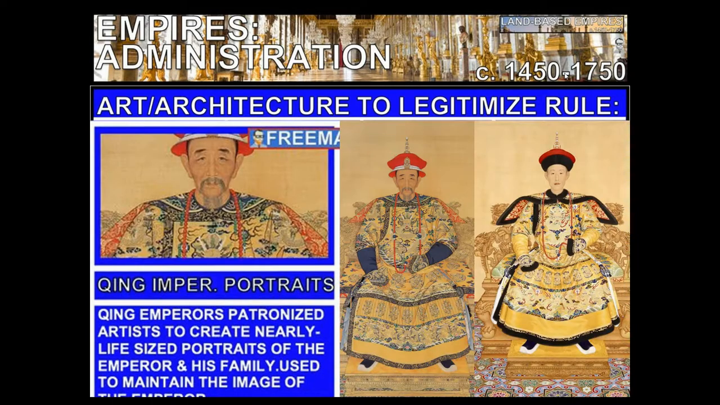On the other side, you had the Qing imperial portraits. And so basically what happened is all the Qing emperors would pay an artist to create these ginormous, nearly life-size portraits of them and their family. And they were very, very highly regarded, very respected pictures that were to be absolutely honored, that were passed down as kind of like a family line of all the different Qing emperors right here. And so this was used to kind of maintain the image of the emperor.